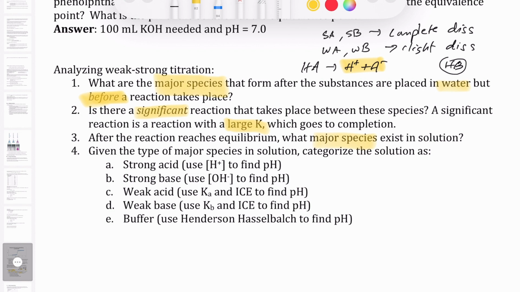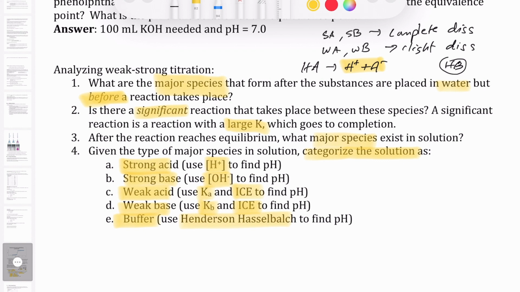And to help you in calculating the pH, you want to categorize your solution at equilibrium as one of the 5 solutions I'm listing right here: a strong acid, a strong base, a weak acid, a weak base, or a buffer. The reason we want to do this is that once we know which of those 5 it is, we can use the appropriate method to calculate pH. If it's a strong acid, all we need to do is find the H+ directly from the strong acid. If it's a strong base, we directly find the OH- and use 14 minus pOH to find the pH. If it's a weak acid, we need to look at Ka and set up an ICE table. If we have a weak base, we need to find Kb and an ICE table. And if we have a buffer, we have to use the Henderson-Hasselbalch equation.